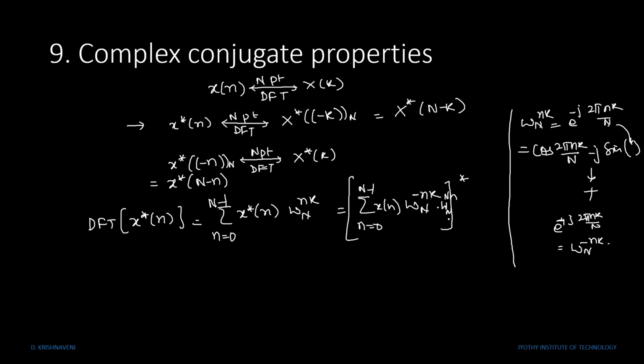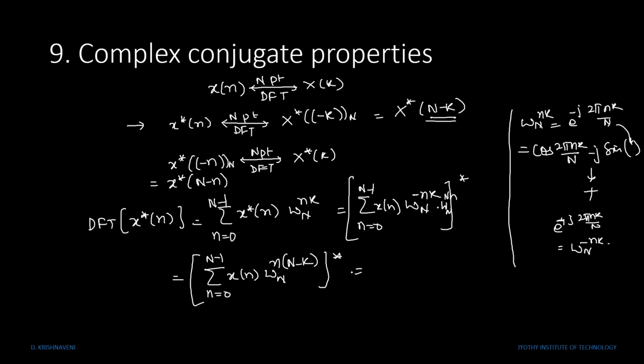nN. So then we'll get the summation n equal to 0 to N minus 1 of x of n W_N to the power of, I'll take small n common, so I'll get (N minus k) whole conjugate. Why did I multiply with W_N to the power of nN? We know W_N to the power of nN is equal to 1, and instead of k I want N minus k. Instead of x of k I want x of N minus k. That's why we have multiplied with W_N to the power of nN, so that n I can take common, and instead of k I'll have N minus k.